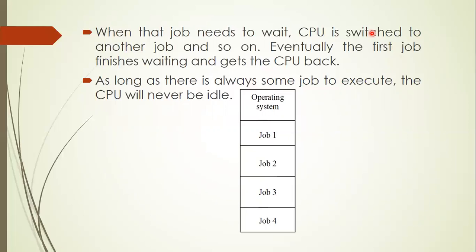Because job 1 and job 2 are already executed completely, it then starts executing job 3 if it has completed its IO operation. So here, your CPU will be busy as long as all the 4 jobs are not completely executed.